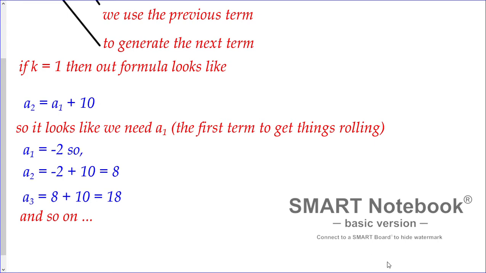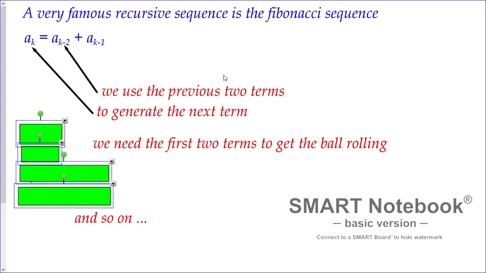So, there's a famous sequence, a very famous recursive sequence, the Fibonacci sequence. You've all heard of it. What we do is we use the previous two terms to generate the next term. So if our term is A sub k, then we use the previous two terms, A sub k minus 2 and A sub k minus 1. Okay?